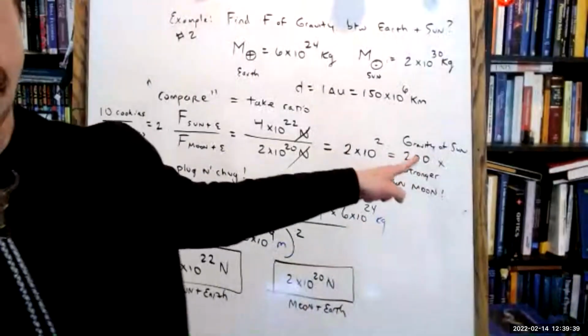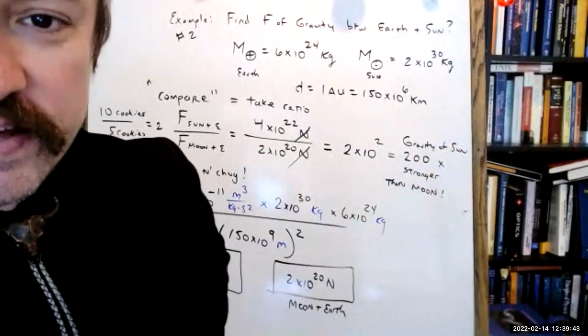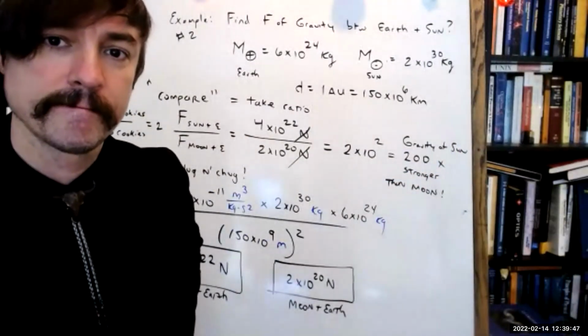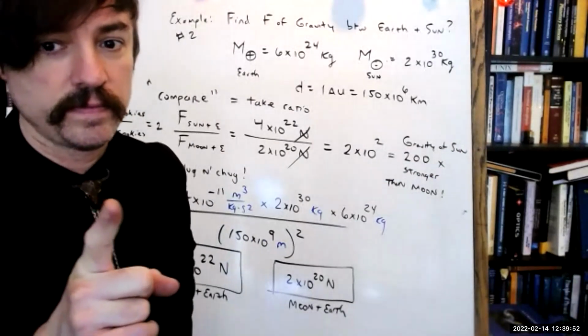So guys, here's my question back to you. How is it that the moon causes tides when the sun's gravity is 200 times stronger? Why doesn't the sun cause tides? It's the moon and sun that cause tides. Probably because the sun is further away.